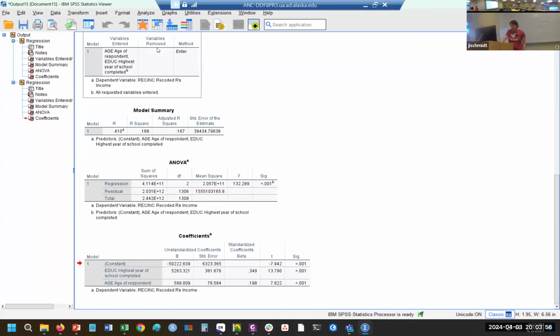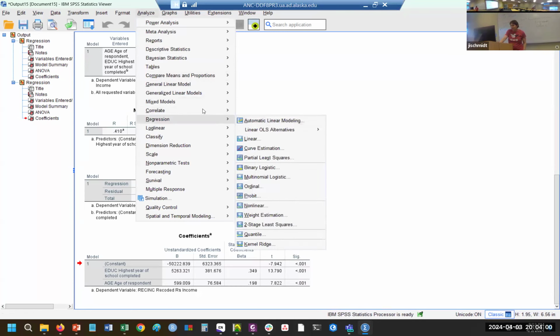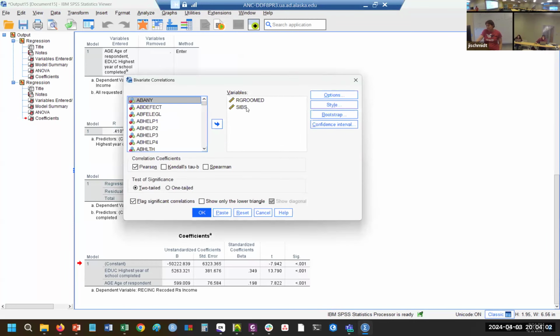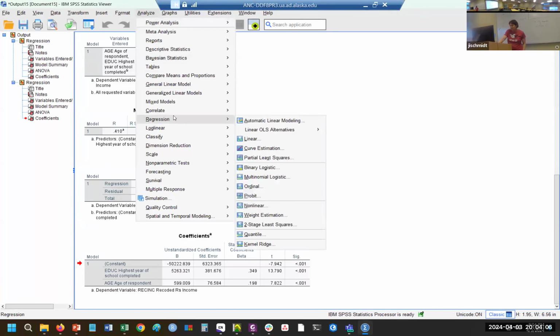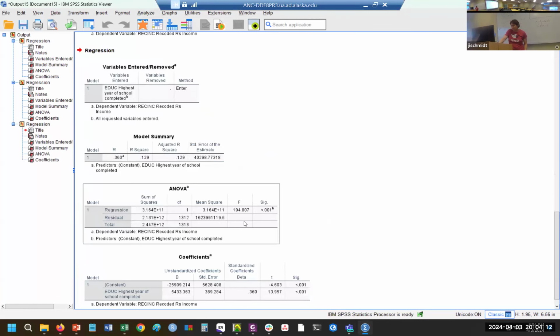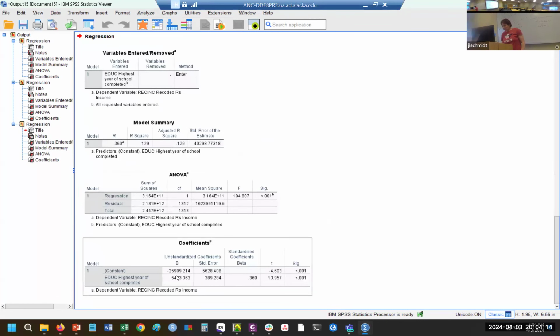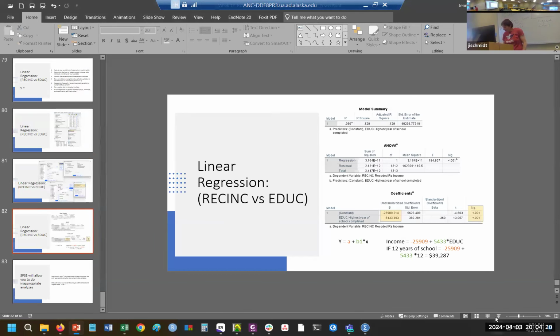So if I go back here and just remove that, remove this age. Okay, so to keep it simple, I've done this analysis, and so I've walked through it here.